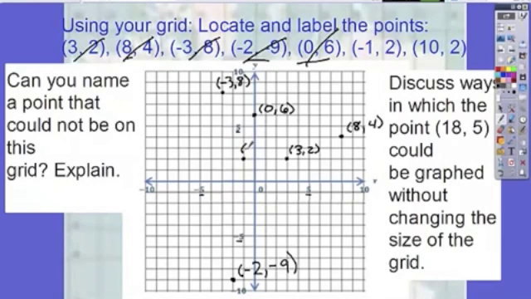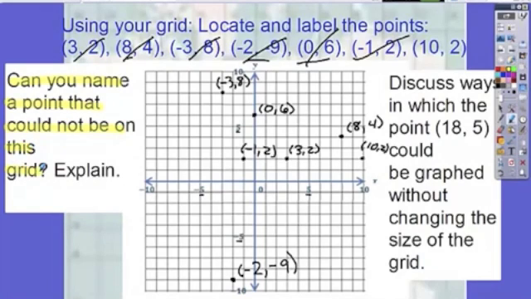It looks like we are getting the idea. My last one is a 10, so I'm going all the way over and up 2. So that is a 10, comma 2. Now we come to our interesting part. If you look over on the left, you see a question. Can you name a point that cannot be on this grid and explain?